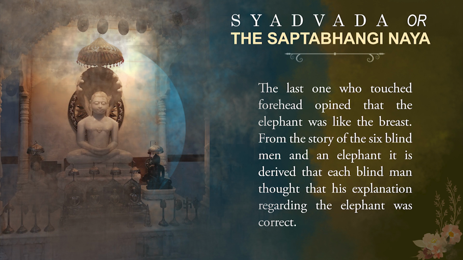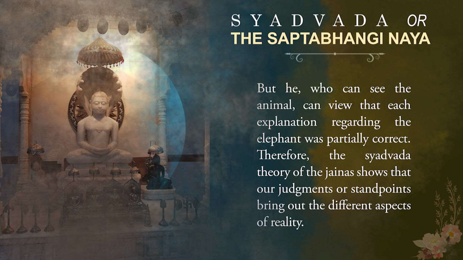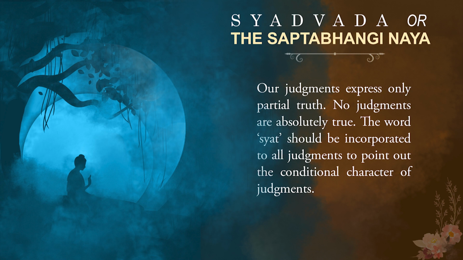From the story of the six blind men and an elephant, it is derived that each blind man thought that his explanation regarding the elephant was correct. But he who can see the animal can view that each explanation regarding the elephant was partially correct. Therefore, the Syadvada theory of the Jains shows that our judgments or standpoints bring out the different aspects of reality. Our judgments express only partial truth. No judgments are absolutely true.